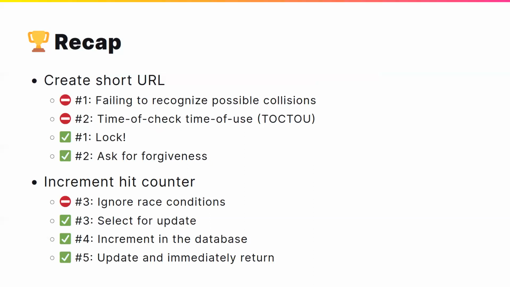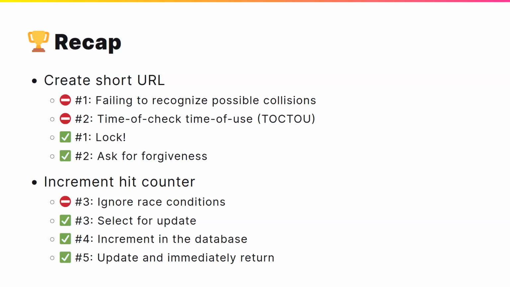So just a quick recap of what we talked about. We created a short URL. We started by talking about the first mistake, which is failing to recognize possible collisions. And then we described the TOCTOU problems. The first solution that we went to is lock, because we always lock. And we said that while it solved the problem, it's very slow. So then we decided to go Pythonic and just ask for forgiveness. Remember, we utilized the fact that there's a unique constraint in the database.